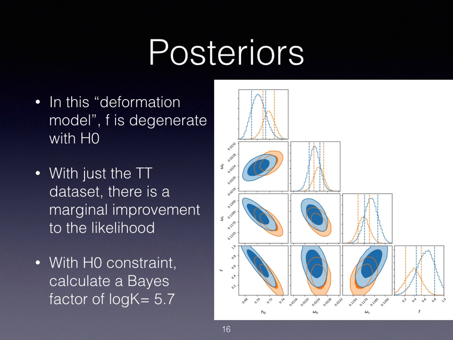Then, when we combine the Planck dataset with the Cepheid H0 measurement from Riess et al., the best fit parameters shift to H0 equal to 71.8 plus or minus 0.9, and F equal to 0.39 plus or minus 0.16. And the Bayes factor for this case is log K of 5.7, which according to the Jeffreys scale amounts to strong evidence.